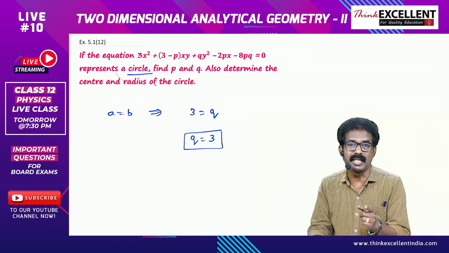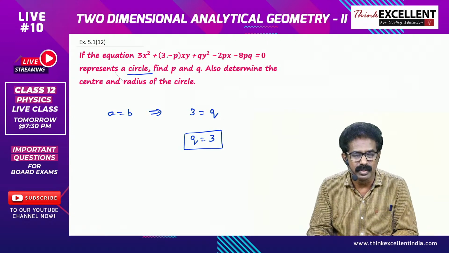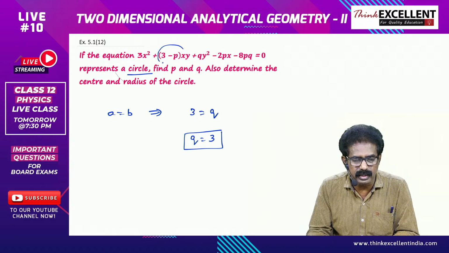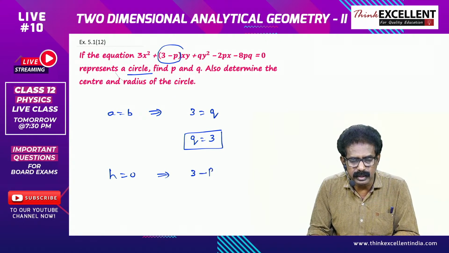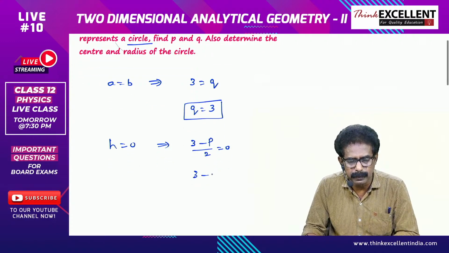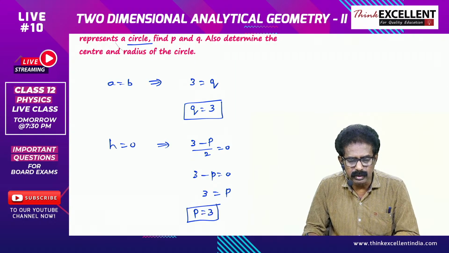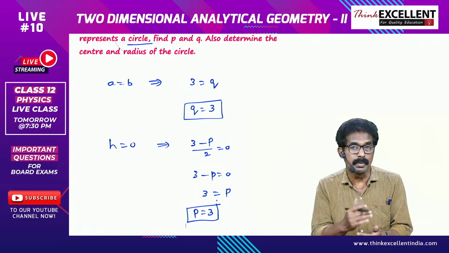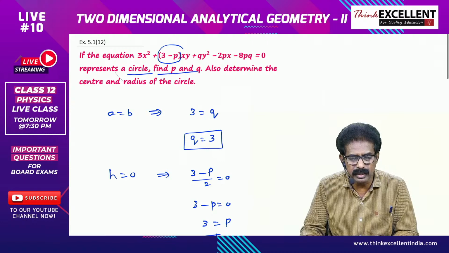Another condition is h value 0, there is no xy term. So the xy coefficient is 3 minus p. So h equal to 0. h is half, so 3 minus p by 2 equals 0. So 3 minus p is 0, right? Take the minus p to the right side, 3 is equal to p. You are getting p also 3. So p value, q value got it. Don't just leave it there. Read the question very carefully. So find P and Q. Okay, first part is over.